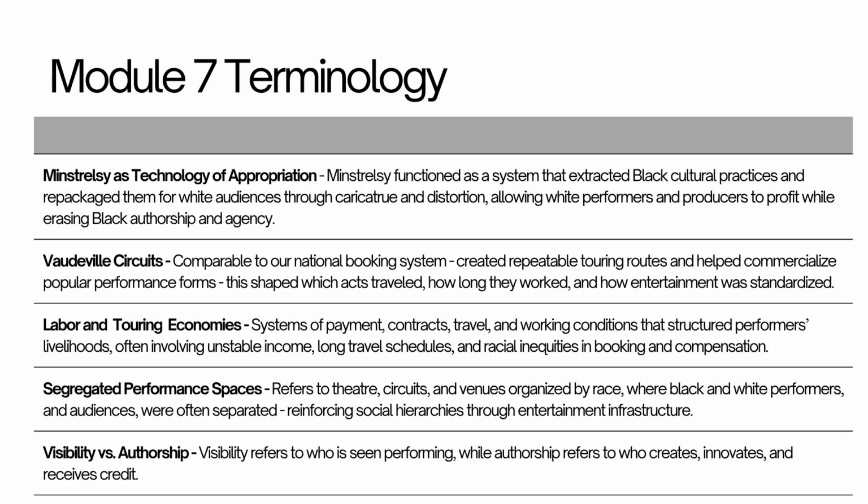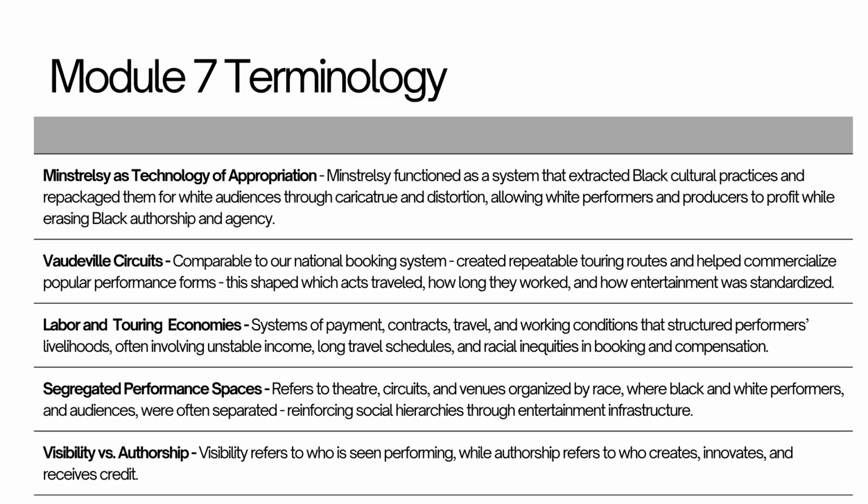Now we have vaudeville circuits, very similar to our national booking system we know today. The vaudeville circuit created repeatable touring routes that helped commercialize popular performance forms, and this shaped which acts traveled, how long they worked, and how entertainment was standardized nationally. Labor and touring economies are very similar to our practices today. Labor and touring economies refer to the systems of payment, contracts, travel, and working conditions that structured performers' livelihoods, often involving unstable income, long travel schedules, and racial inequities in booking and compensation.